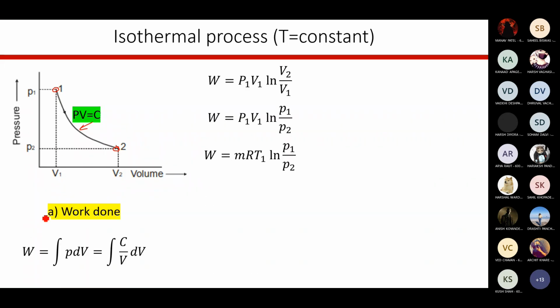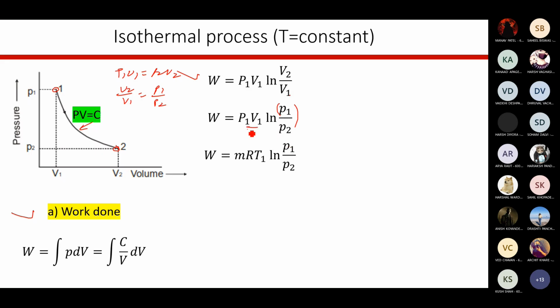Again, I am following the same steps. So the work done, W, is integral P dV. We have already derived this expression, so I will not talk more about this. So we know this, W is P1V1 ln V2 by V1, and V2 by V1 can be replaced in terms of P1 by P2. So P1V1 is P2V2. So from this I can write V2 by V1 is P1 by P2. So this is how I am replacing this term.